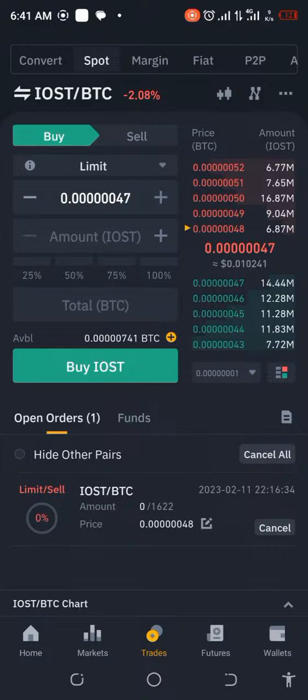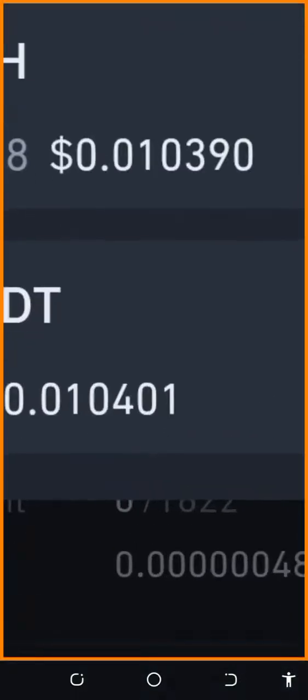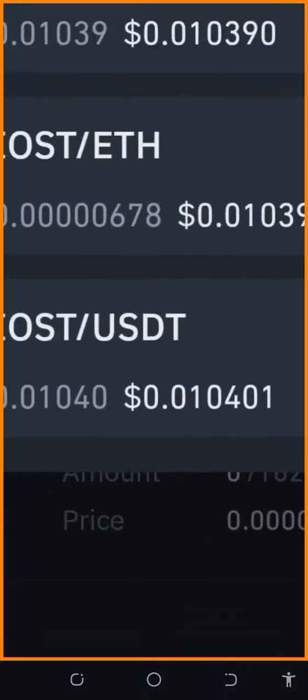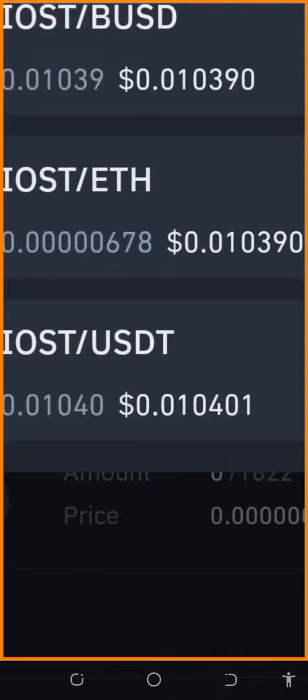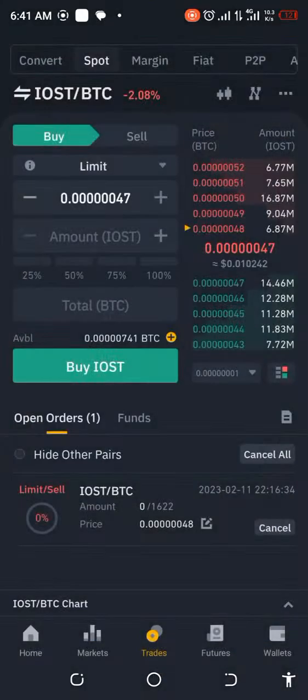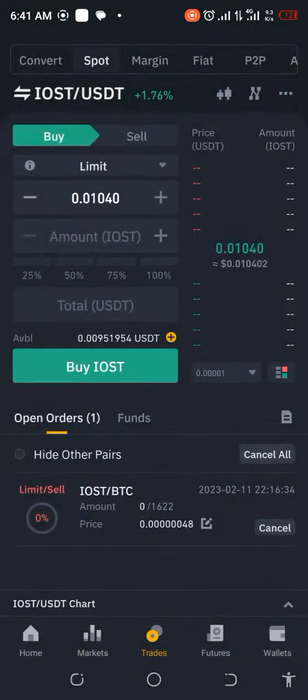So this is the time to employ the boomerang strategy. Okay, so let me go to check the compare markets. Yeah, look at it. IOST USDT is actually 0.0104. So at this time, we can actually employ the boomerang strategy where we'll do the sellback strategy. Okay, so we'll just try and check it and see if this is going to give us some profit. So let's put it there and simulate first.